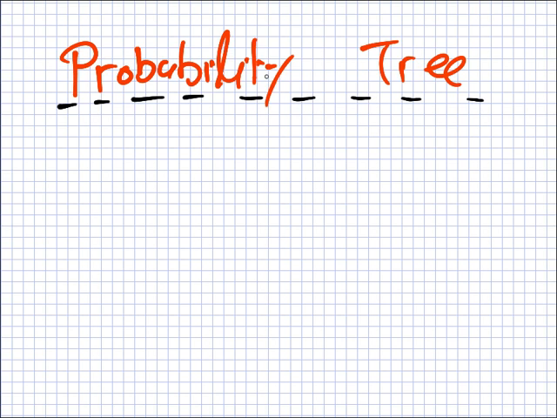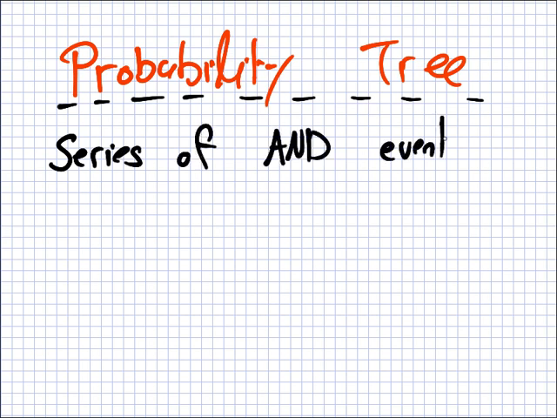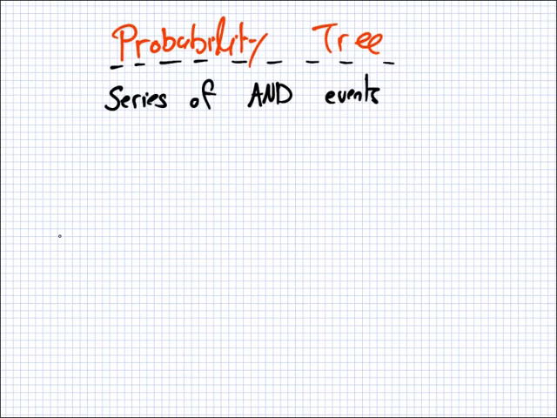So we use a probability tree when we have a series of AND events. So what I mean is it works well when you have a situation like A happens and then B could happen and then C could happen. You know, when we have a sort of chain like this. A simple example to show you how probability trees work.